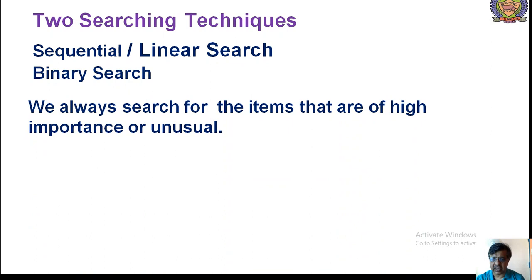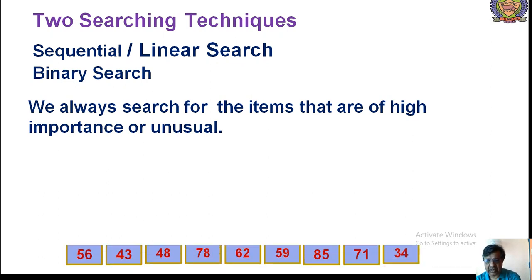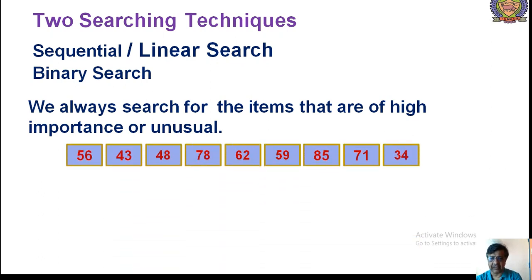And for a question as to why we need to search in an array, the answer is very simple. We tend to search an array to find the presence or absence of a very important element or significant element or an element which is unusual. We will consider this example.